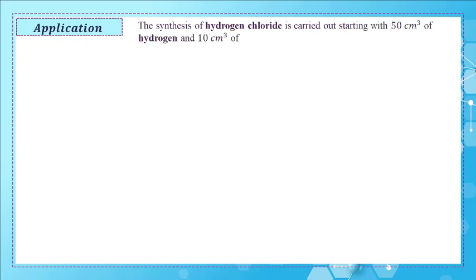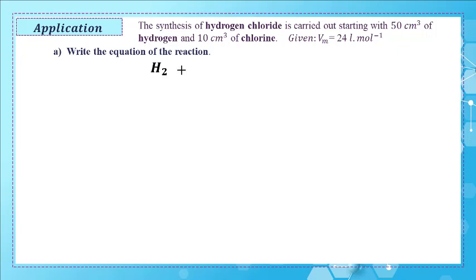Let us do an application together. The synthesis of hydrogen chloride is carried out starting with 50 centimeter cube of hydrogen and 10 centimeter cube of chlorine, given that the molar volume is 24 liter per mole. First of all, write the equation of the reaction. H2 plus Cl2 gives HCl. To make this equation balanced, multiply HCl by 2.